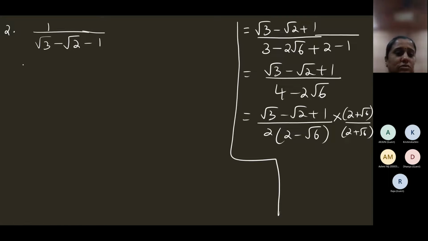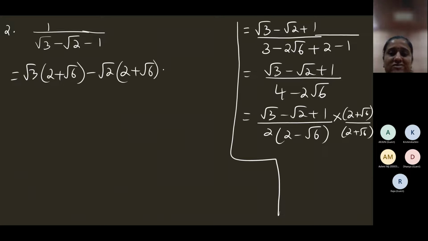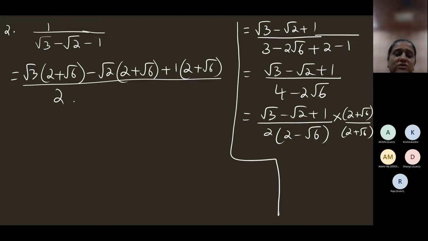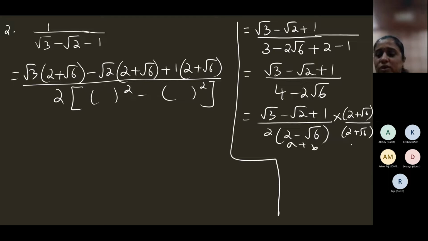So it will be the first term root 3 into the second bracket 2 plus root 6, minus root 2 into the second bracket 2 plus root 6, plus 1 into the second bracket 2 plus root 6, divided by 2 as it is. A minus b into a plus b is a square minus b square. 2 outside as it is. So a square minus b square, where a is 2 and b is root 6.